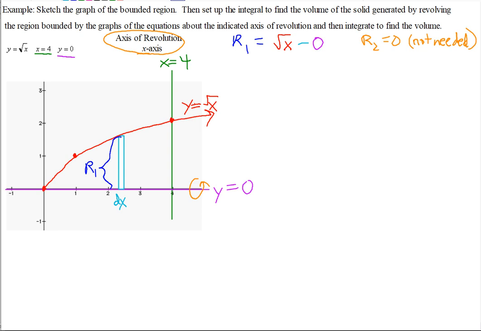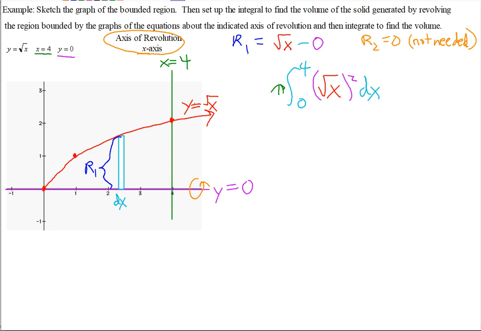So then to set up our integral to find the volume, we have pi on the outside. Integral, the region, using the x coordinates, everything's in terms of x. The region starts at x equals 0 right here, and it stops at x equals 4 because of that vertical line that stops our region. And then you just have R1 squared, which is square root of x squared, and then times dx, that's what turns it into volume. If there was an R2, you'd have to also subtract R2 squared.